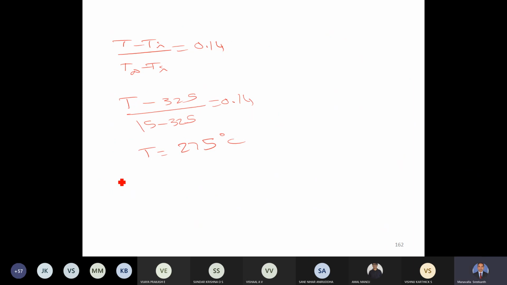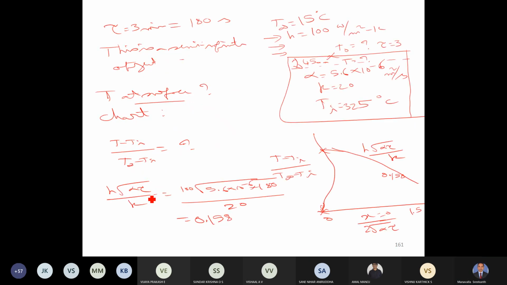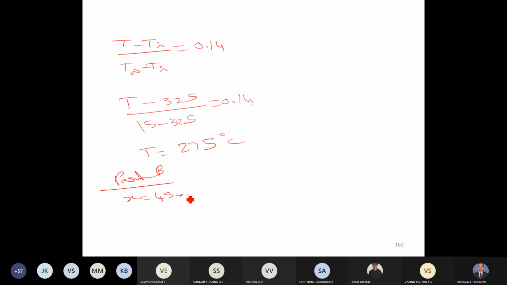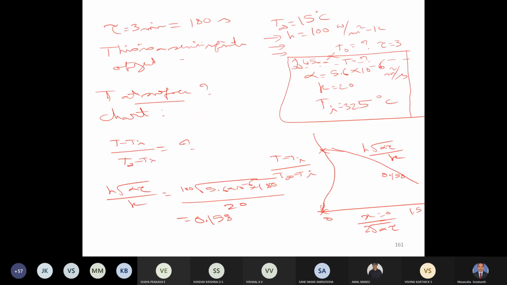Now part 2 of this problem. Part B. X is equal to 45 millimeters. Therefore, x by 2 root alpha tau is 45 multiplied by 10 power minus 3 divided by 2 root alpha into 180. So you know the value on the x-axis. Okay. Now you also know h root alpha tau by k.